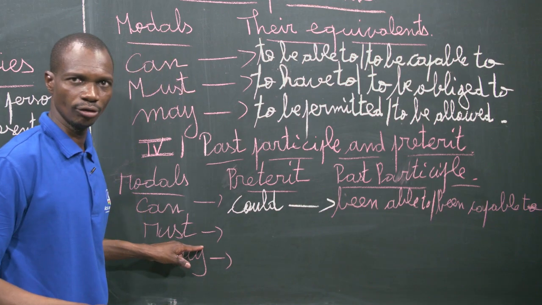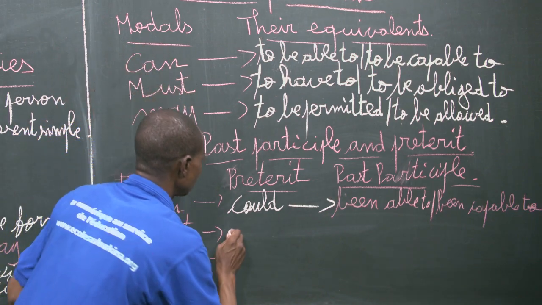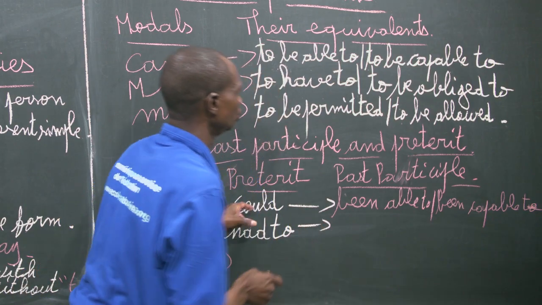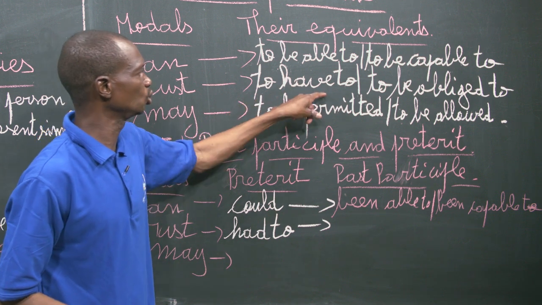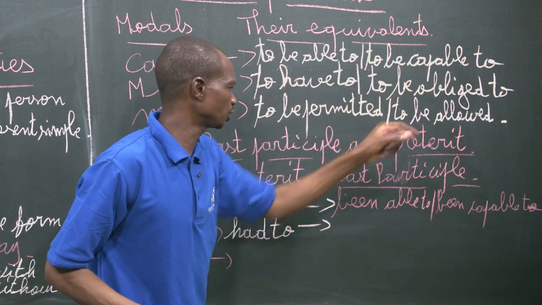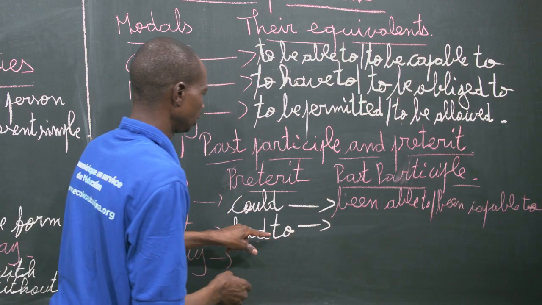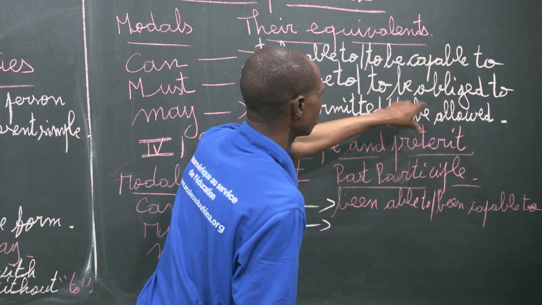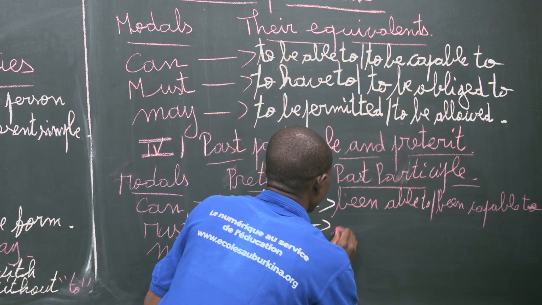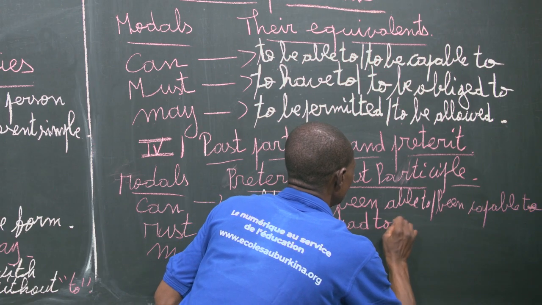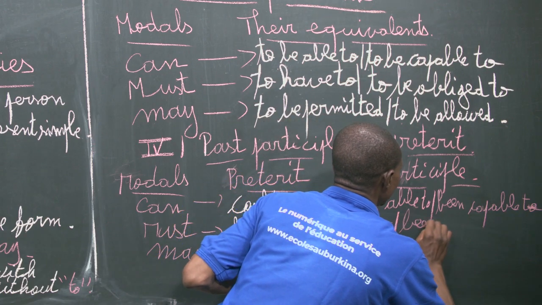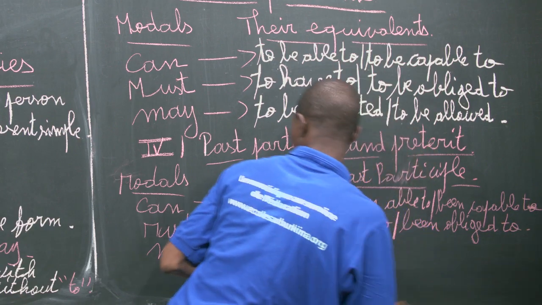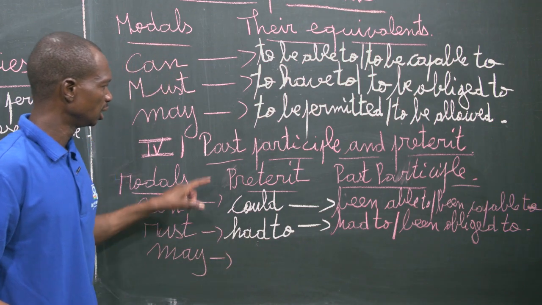And the preterite of must is had to. We can also use here was or were obliged to. And the past participle is had to or been obliged to.